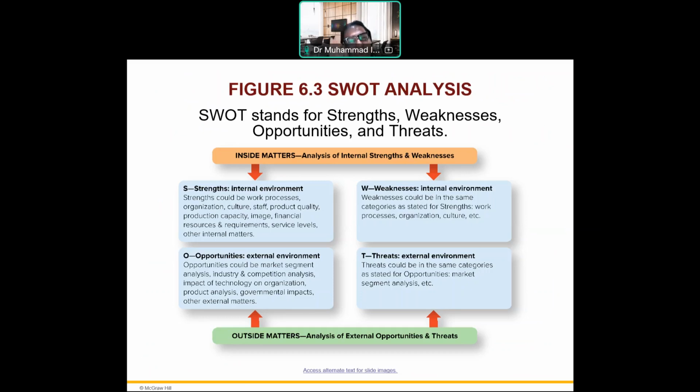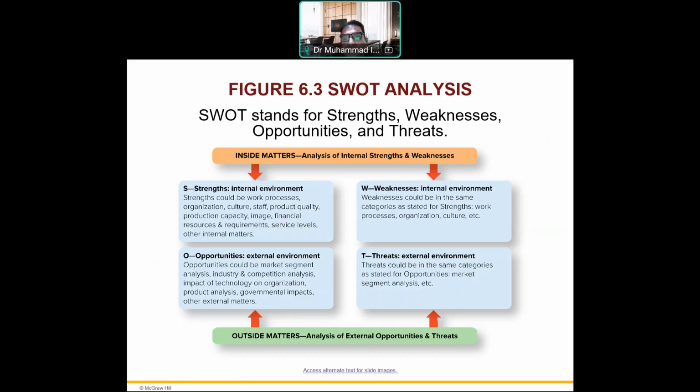Okay, let's see the opportunity, external environment. Opportunity could be the market segment analysis, industry, competition analysis, impact of technology, organization, product analysis, government impacts, or other external matters. If we have information and can utilize this kind of information effectively, this can be the opportunity for our company.